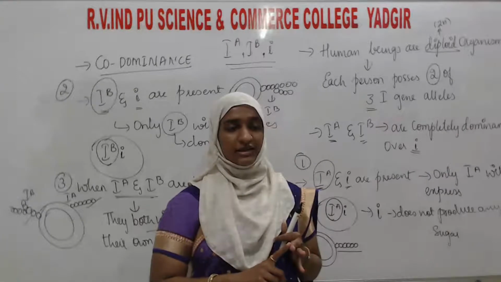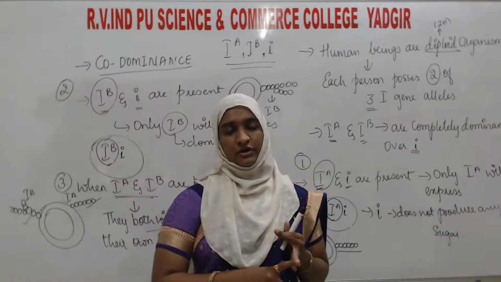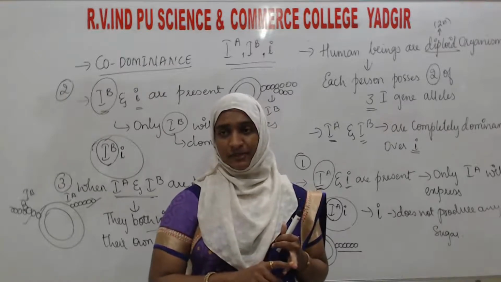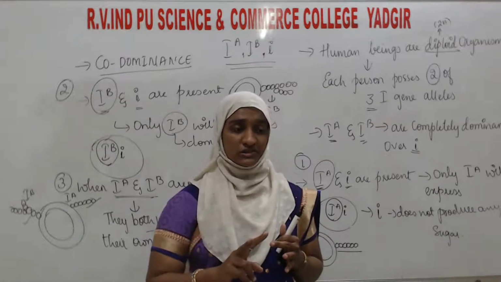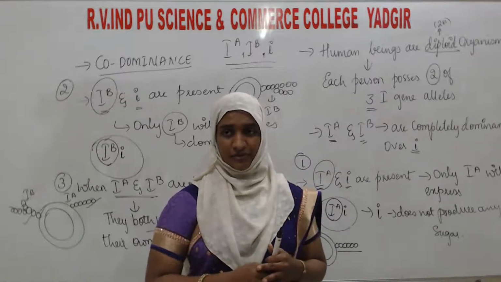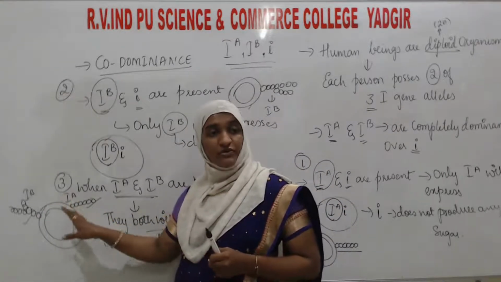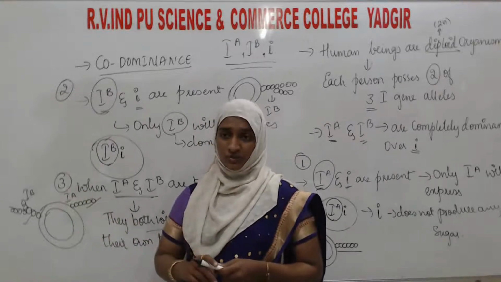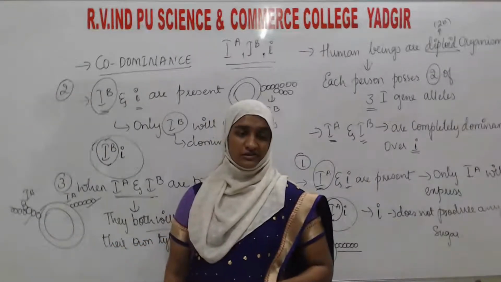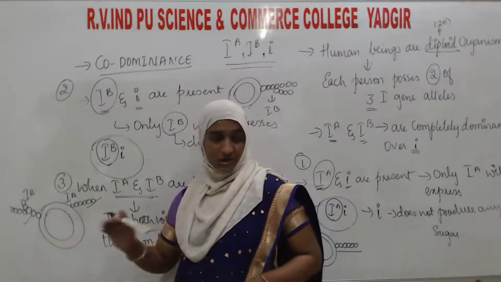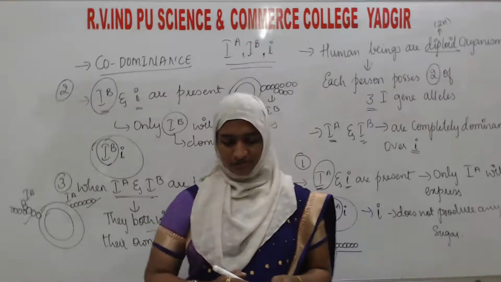In the incomplete dominance, one dominant gene will be incompletely dominant over the recessive. But here, codominance means both the genes are going to express themselves. If both the genes express themselves, then both of them are going to produce the sugar polymer. Why is this going to take place? This is because of codominance.